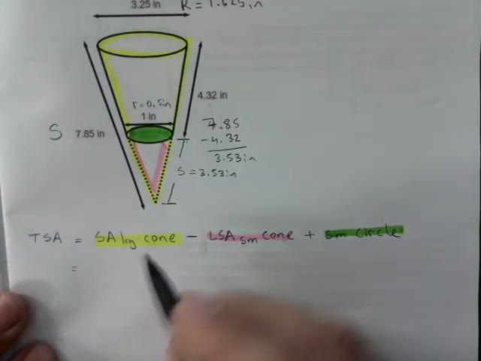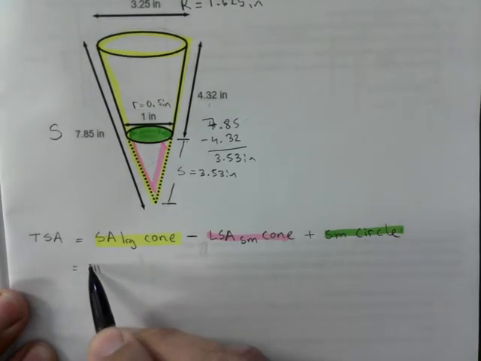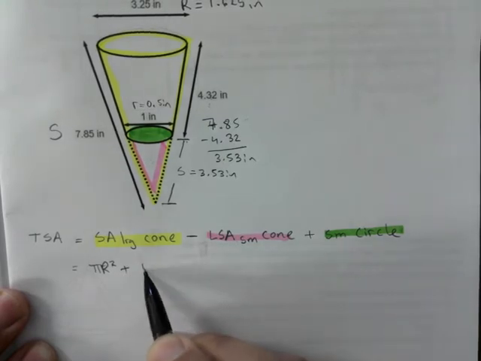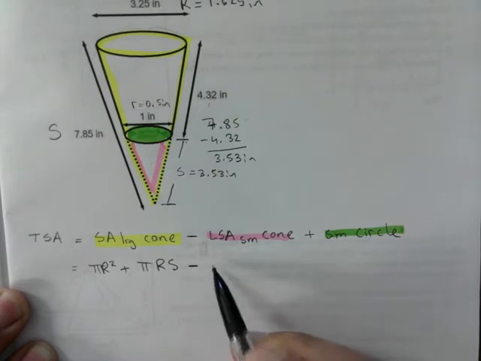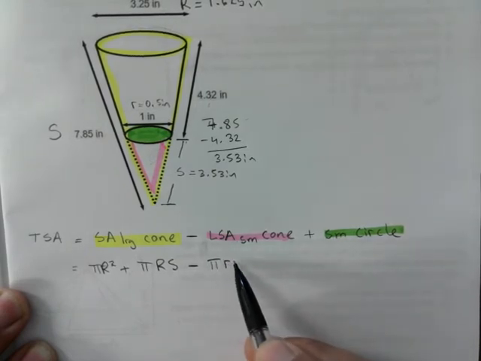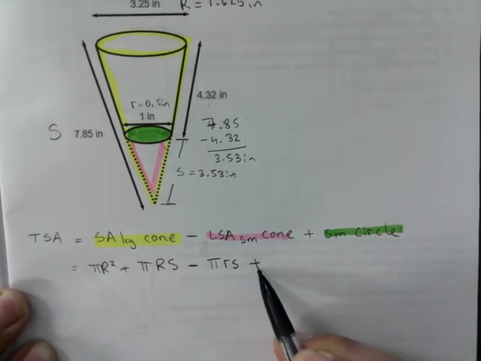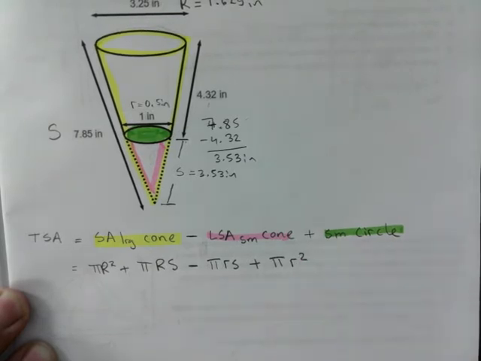So we have surface area of the large cone. That would be pi r squared plus pi rs minus pi rs plus pi r squared. Does that make sense?